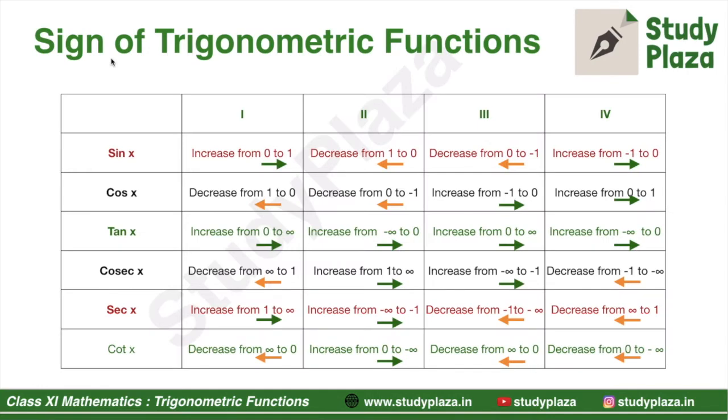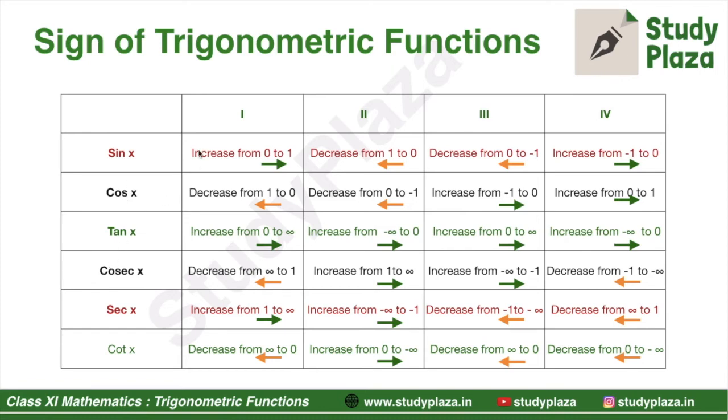This table indicates how the different trigonometric functions increase or decrease in a particular quadrant. Let us start with the sine. Sin x and cosec: cosec is 1 upon sin x. So they will follow the same rule but in the opposite direction. That is, if sine increases, the cosec will decrease.